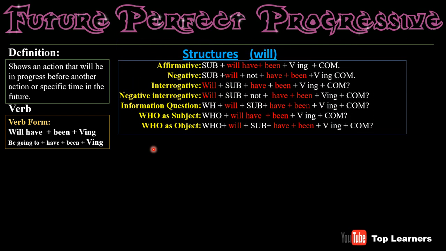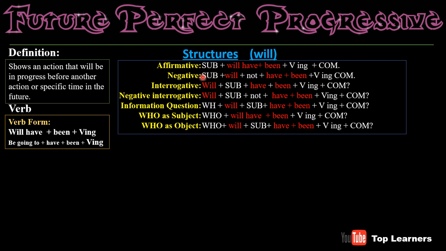So in positive or affirmative, we have subject, will, have, been, plus verb ing and complement. If you look at this sentence, we have three helping verbs and one main verb. The three helping verbs are will, have, and been. But for making negative and making question forms, we take one of them.